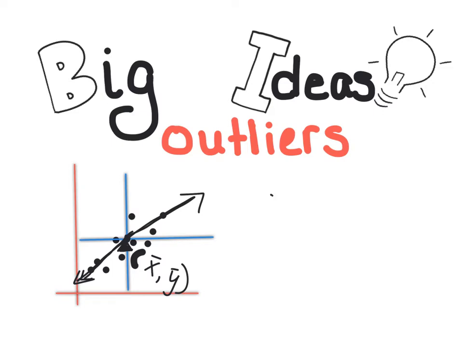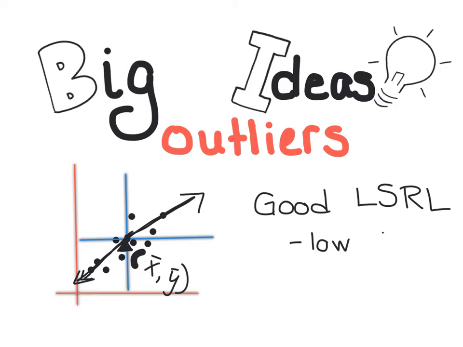Okay, so a good least square regression line, another big idea here, is going to have a low s value. We've mentioned this before, meaning your residual is the typical distance an actual point is from your model. That distance is going to be low. And it will also have a high r squared if it's a good model, meaning that that's the percent of the variability in the y's that is accounted for by the model.